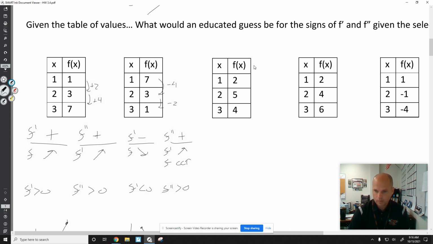Well, this is not a nice one. F increases, then decreases. So F prime is positive. I can't say it's until 2. I might be increasing past 5. Maybe I get to 6 at 2.1 or something. Then I decrease to get to the point of 4. All I know is F is going up then going down.